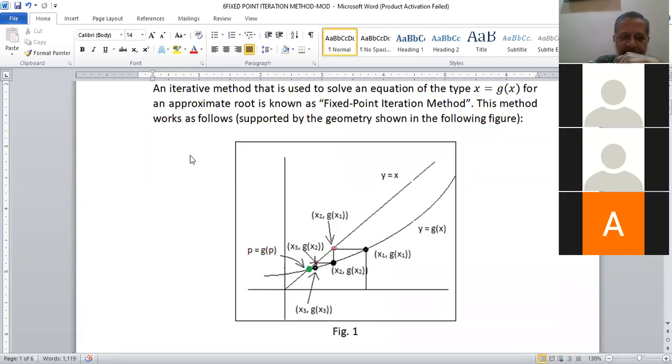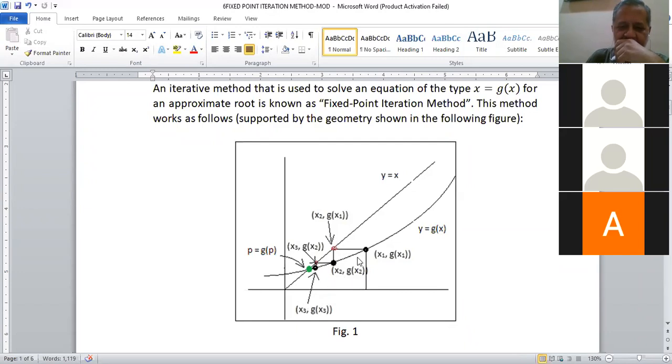The actual point of the graph is (x2, g(x2)). Then we assign the value of g(x2) to x3 and assume that g(x2) is a point on the line y = x, which is not true. The actual point of the graph is somewhere here, (x3, g(x3)). In this way, starting with x1, we get g(x1). We assign g(x1) to x2, get this point and calculate g(x2). Then g(x2) is assigned to x3, and we get this point of the graph.